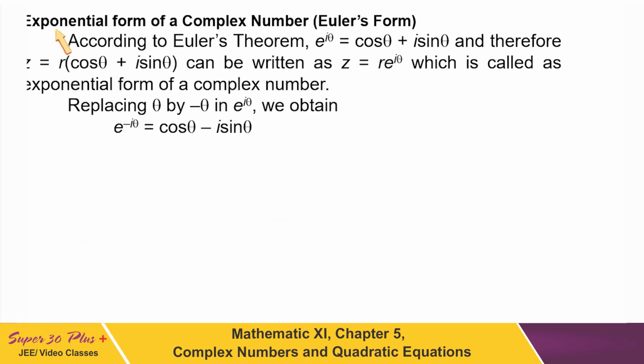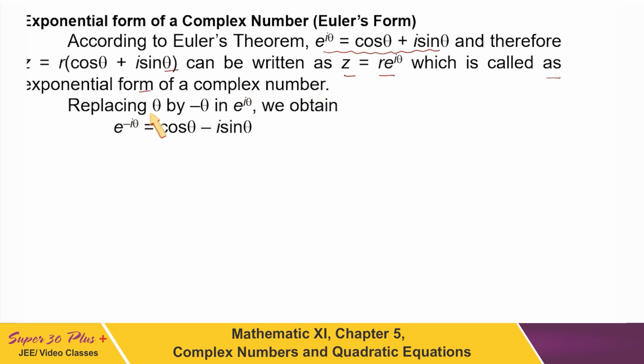Now here is the exponential form of a complex number, or we can say Euler's form. According to Euler's theorem, e to power iota theta is equal to cos theta plus iota sin theta. This was studied in the trigonometric form, and it is equal to e to power iota theta, and therefore z is equal to r times cos theta plus iota sin theta can be written as z is equal to r e to power iota theta, which is called the exponential form of a complex number.